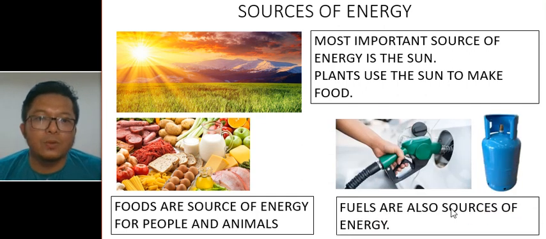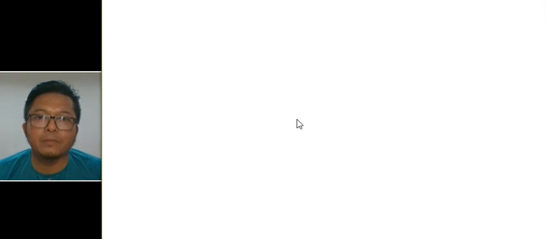Fuels are also a source of energy. Fuels means oil for cars and gas. It's called fuel. What else are called fuel? There are some more. Let's take a look.